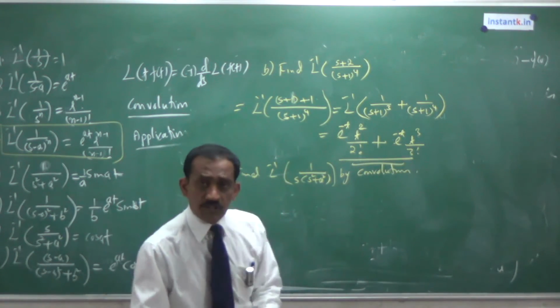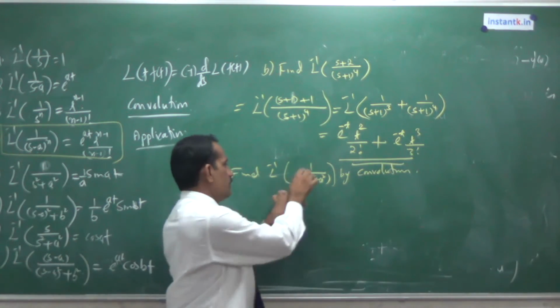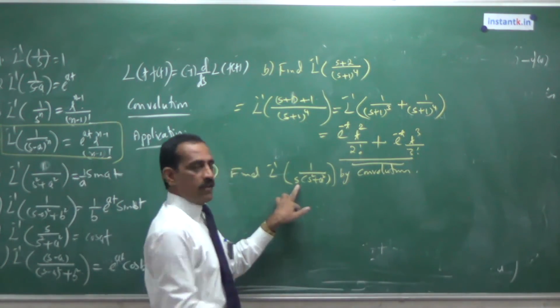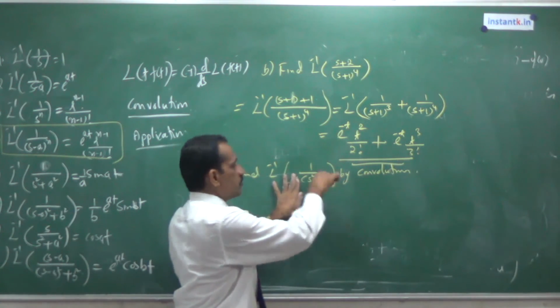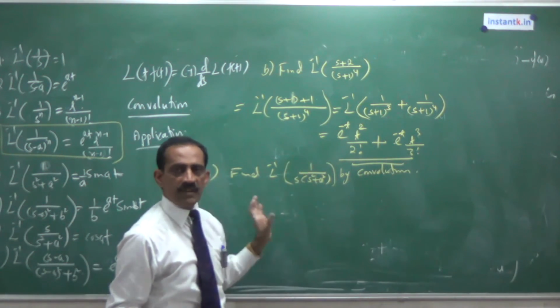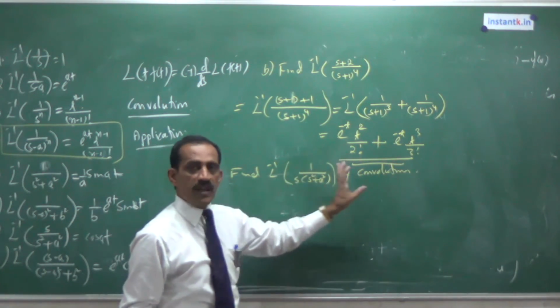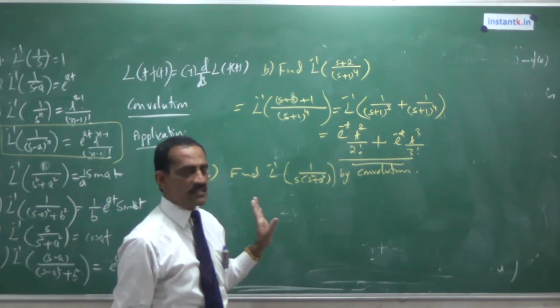So the second question will always be asked from this. Only the question changes. It may be 1 over s squared into s squared plus a squared, or 1 over s into s squared plus a squared whole square, or s by s squared plus a squared whole square. Anything may be asked. But convolution means there should be two functions. One you shall call f of s, another you shall call g of s.